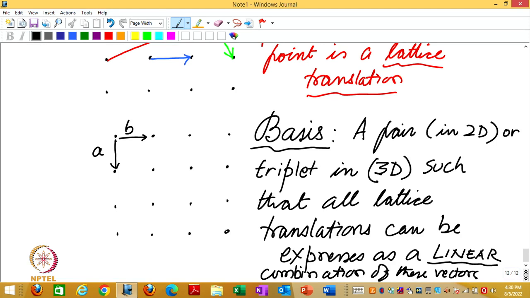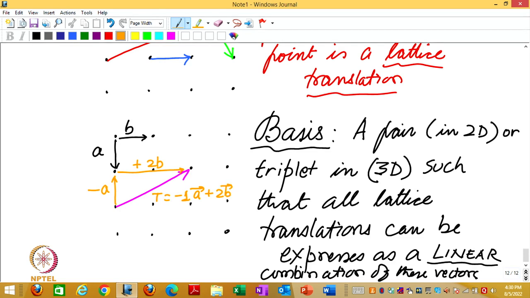So, if I have selected A and B in 2D, all translations, whatever the translation may be, suppose I have this purple translation, I can describe it in terms of A and B. How can I describe it in terms of A and B? Minus A plus 2B. So, if this is T, T is minus 1 times A plus 2 times B.